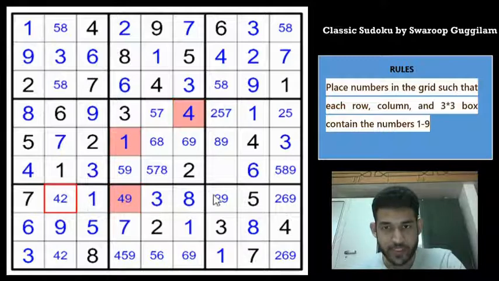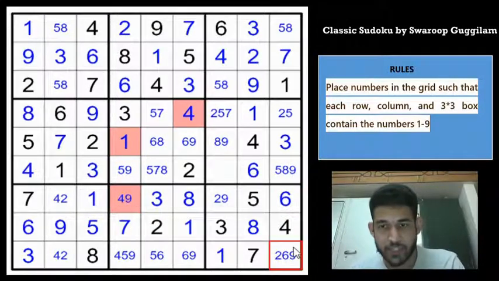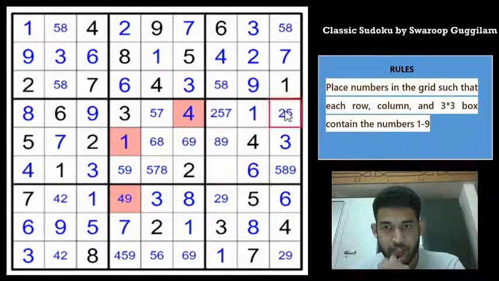2, 4, 9, 6 must be in only this cell, right? There is only one cell left for the 6. If you look closely in row 7, so this must be a 6. And this must be a 2, 9 now, right? Any more elimination because of this 6? No. Nothing else.